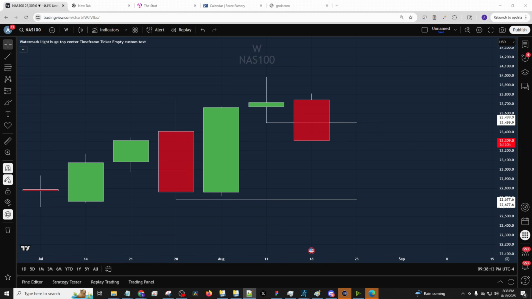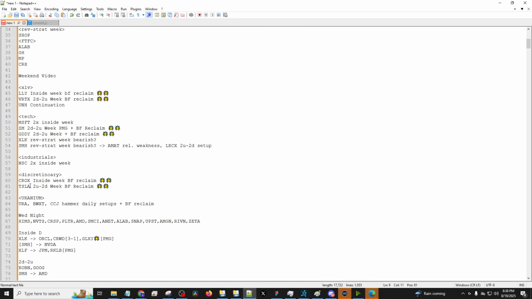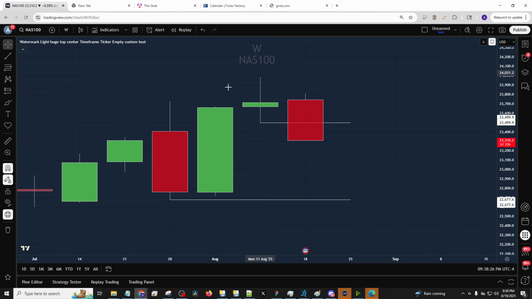So what we talked about over the weekend vid was this. You're gonna see TAC, potential RevStrat week bearish. At semis, RevStrat week bearish, right? What does that tell you? QQQ could also reverse. Now in this case, right, NASDAQ, RevStrat week bearish below this.